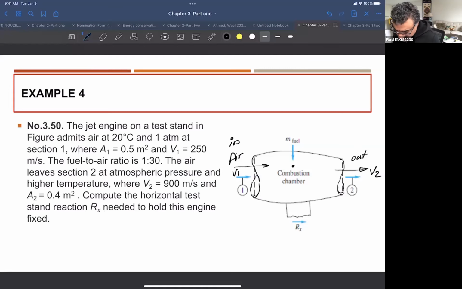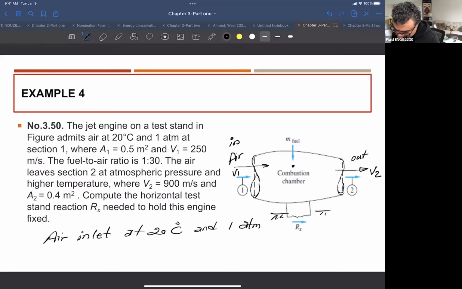So let's read the problem. This is a jet engine, typical for airplanes, but this jet engine is on a test stand. Let's imagine this is a test engine in the lab, so we are putting it on the stand and testing it in the lab. The stand figure admits air at 20 degrees C. So the air is at 20 degrees C and 1 atmosphere.